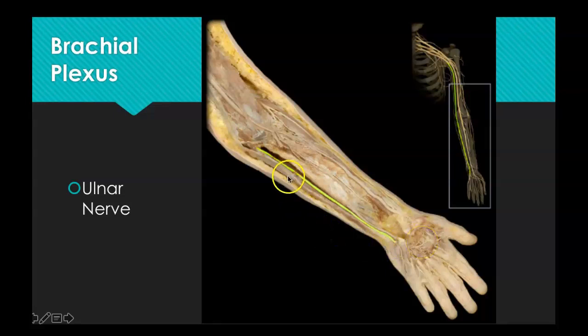It also gives supply to some forearm muscles in the anterior compartment, and this nerve is special. If you remember from Anatomy and Physiology 1, this nerve courses posterior to the medial epicondyle of the humerus in the region that we call the groove for the ulnar nerve.